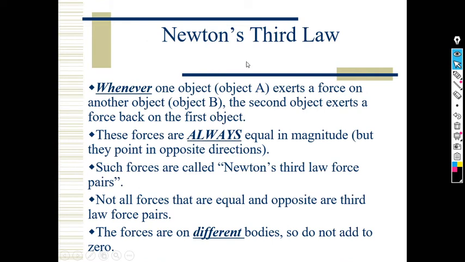Now we move towards the third law. Whenever an object A exerts a force on another object, maybe B, the second object exerts a force on the first object. One object will act with a force on the other object. These forces are always equal in magnitude but opposite in direction, because the third law of motion explains there is equal and opposite reaction. In other words, for every action there is an equal and opposite reaction.